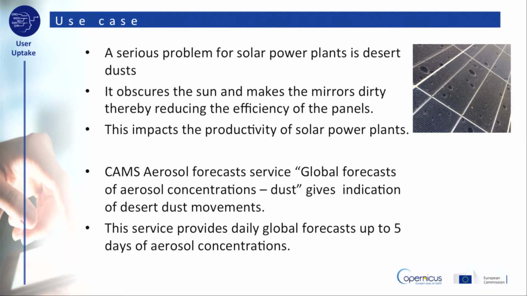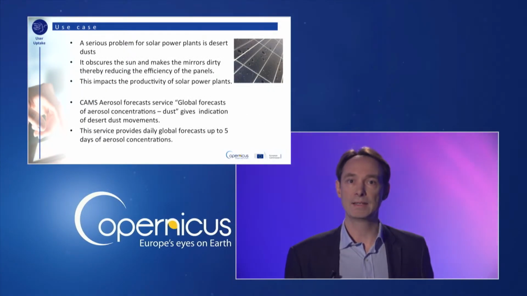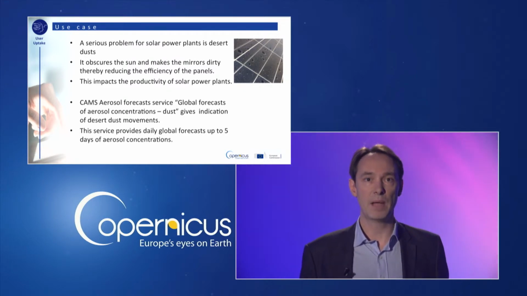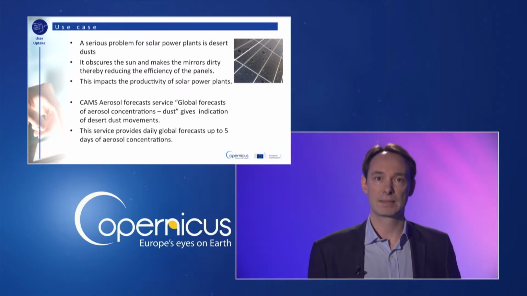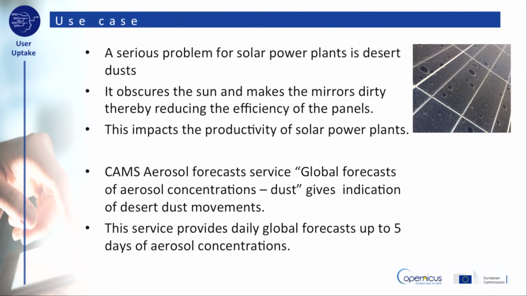One of the serious problems for the productivity of solar power plants and providers is desert dust. Indeed, dust obscures the sunlight and makes the mirrors dirty, thereby reducing the efficiency of the panels. This impacts directly the amount of solar power available for solar energy production and planning, and together with it the productivity of the solar plants.